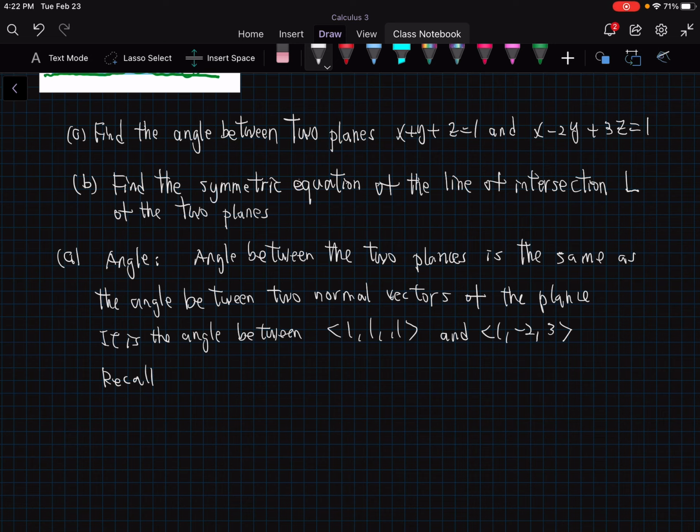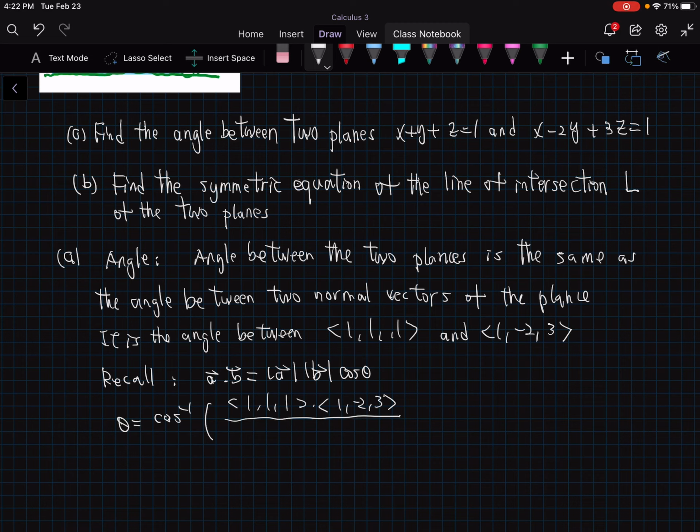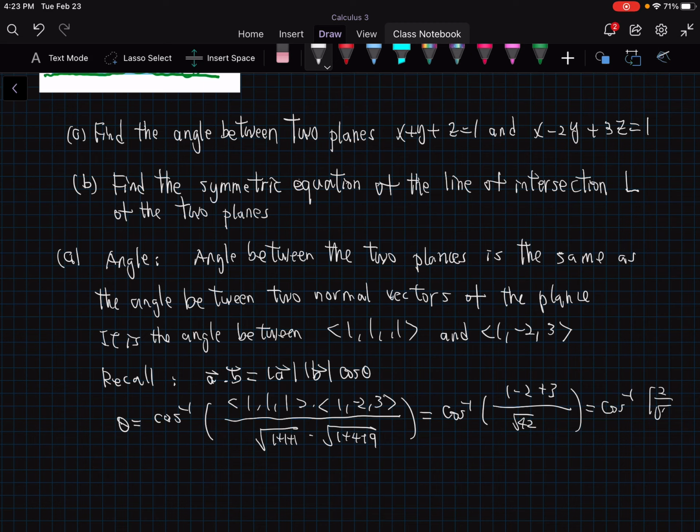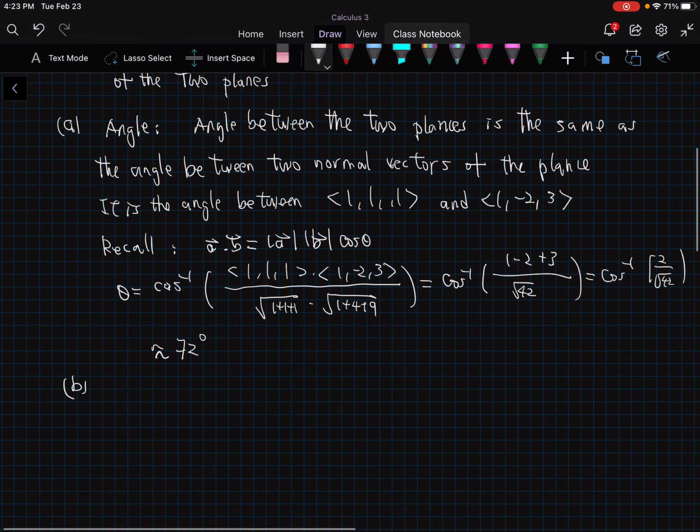Remember the dot product? A dot B equals the length of A times the length of B times cosine theta. So theta is arc cosine, with the dot product on the top. So 1, 1, 1 dot 1, -2, 3, divided by the lengths of both, the square root of 1 plus 1 plus 1 times the square root of 1 plus 4 plus 9. So it's arc cosine of 1 minus 2 plus 3 divided by square root of 42, which is arc cosine of 2 over square root of 42, which is about 72 degrees.